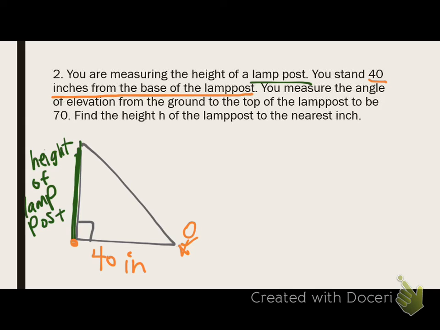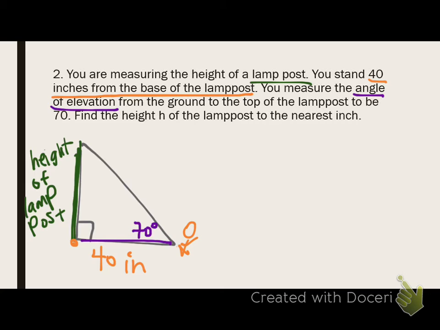You measure the angle of elevation from the ground to the top of the lamppost to be 70. So angle of elevation has a horizontal line and opens upward. It's going to be this angle down here. And for every picture that we draw like this, the angle of elevation is going to be this bottom right one. Okay? Find the height h of the lamppost to the nearest inch.